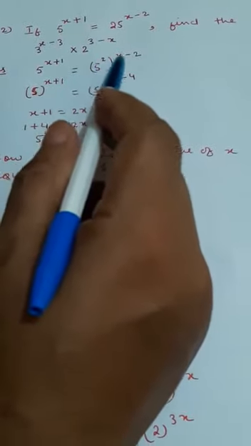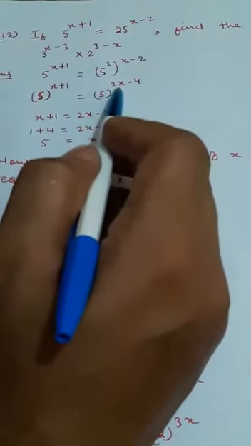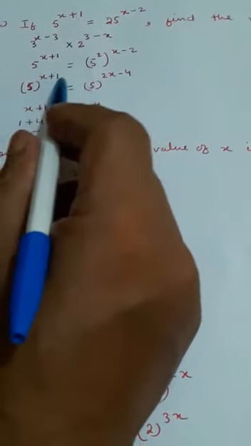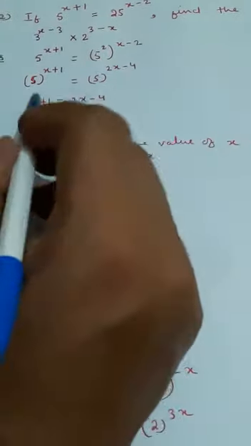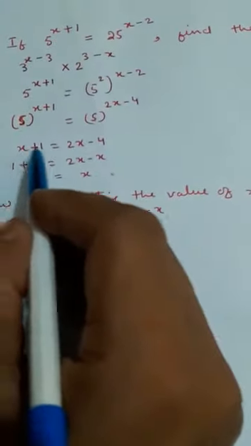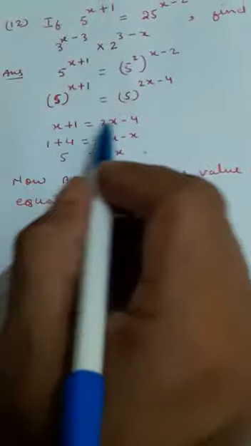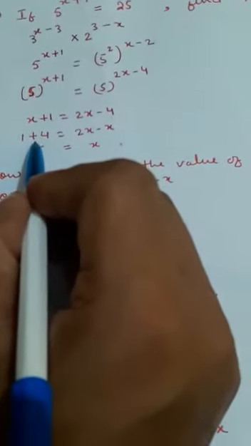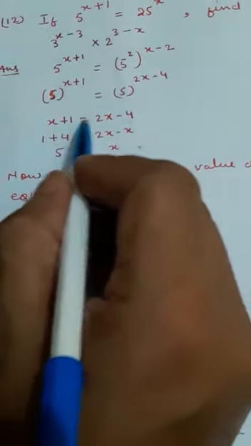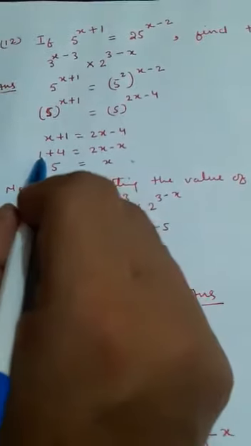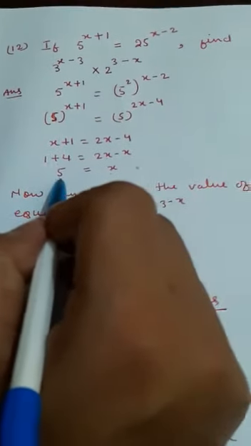So let us multiply 2 into x, 2 into 2, it will be 2x minus 4. So 5 power x plus 1 is equal to 5 power 2x minus 4. Now their bases are the same, so their powers will also be equal. So we can write down x plus 1 is equal to 2x minus 4. Now we'll transpose them to their like terms. This 4 will come to the left hand side, it will become plus 1 plus 4 is equal to 2x minus x. So 2x minus x will be x and 1 plus 4 will be 5. So x is equal to 5.